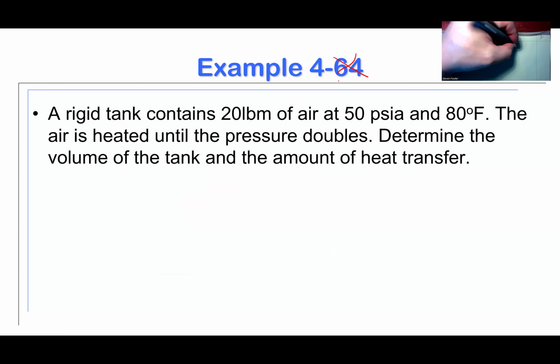Let's organize our given information here. I'm going to write this down, and then I'll switch to the camera in just a second. I have a 20-pound mass of air. They've given me a pressure and a temperature. P1 is 50 pounds per square inch absolute, pound force per inch squared absolute. T1 is 80 degrees Fahrenheit.